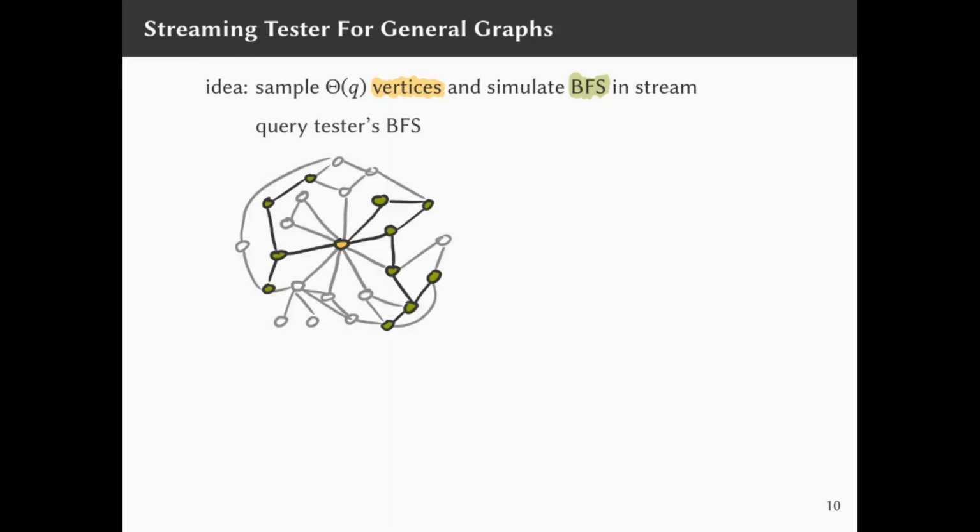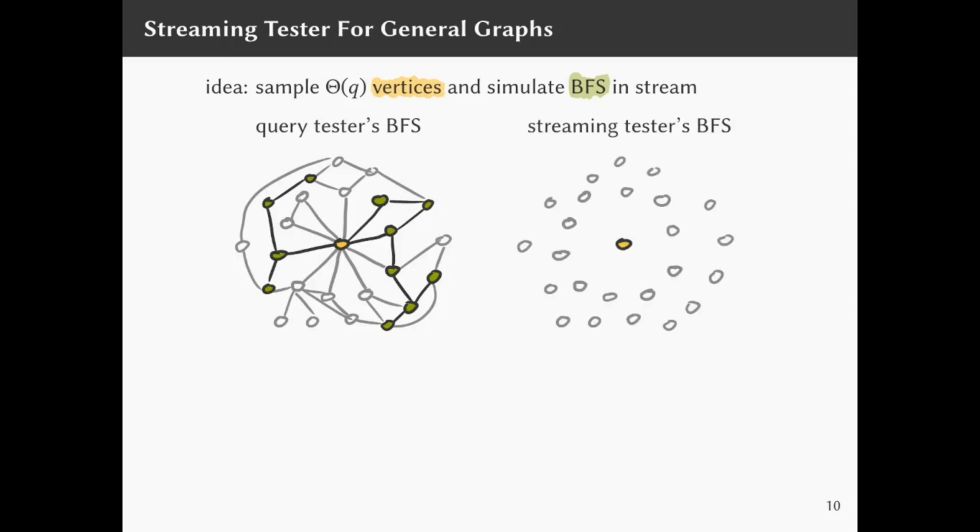So for example, if the query tester's BFS looks like this, then we would like to simulate this BFS by just collecting the edges that belong to it from the stream. So for example, if we have sampled the yellow vertex and we see this edge, then we collect it. Now, of course, one question is, what happens if we get this edge in the stream? Well, as you can see on the left side, we should collect it, but we don't know either of its vertices. We don't know whether these two vertices are in the BFS. And since we don't know these two vertices yet, we probably discard this edge, because we can't afford to store every edge. And that's actually bad.